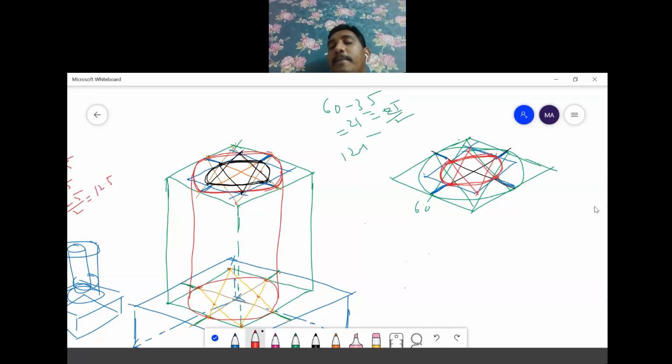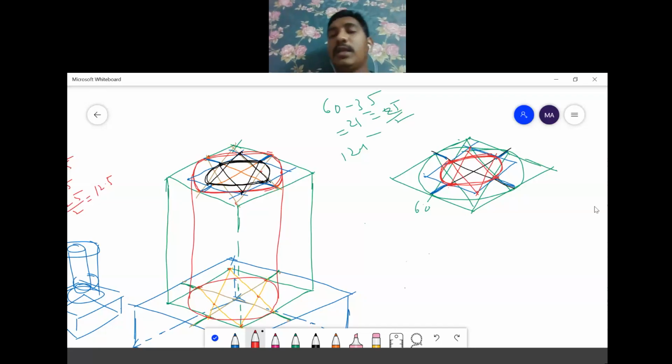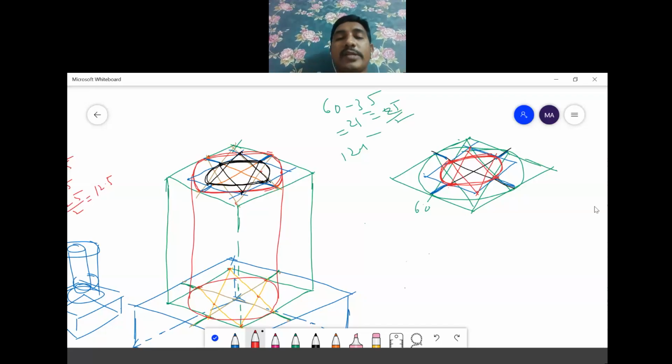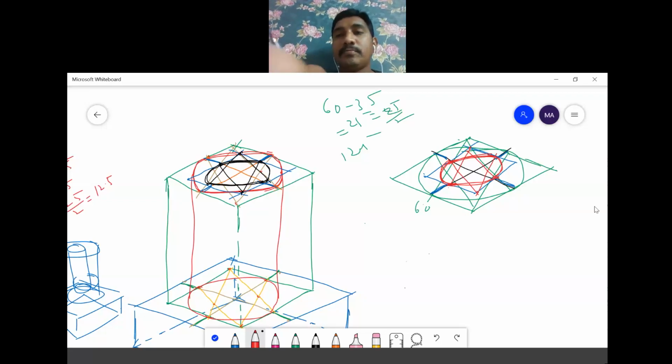Is it clear? It will be only visible in the top view. In the front view, the inner part will not be visible. So you have drawn it only on the top. Is it clear? Okay, roll number 61. Is it clear?